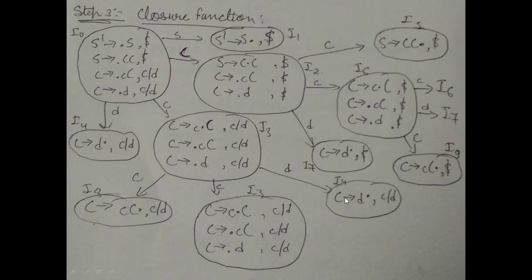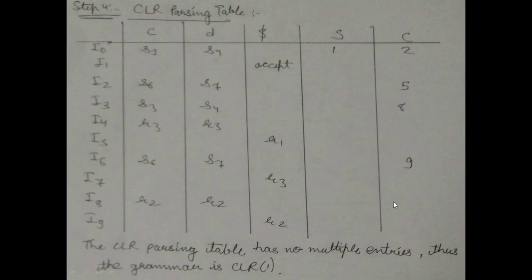I4, we see in the I4 state that it's also a final production. We can't proceed after this. So for this production, this is the third production rule. So we write R3 in the I4th row for the C and D columns. Let's go to the table and see. We have for the I4th row for C and D, we write R3 because it was the third production.